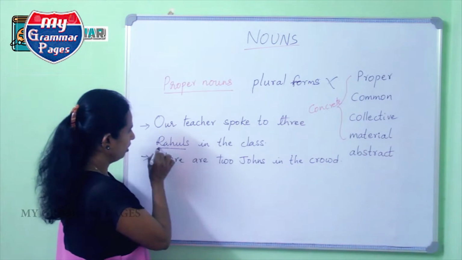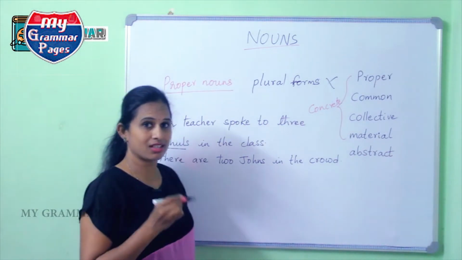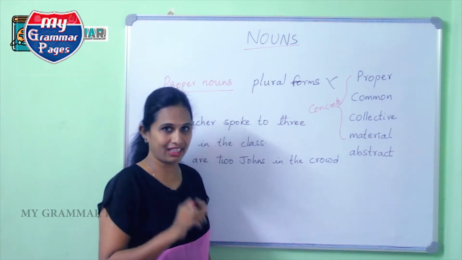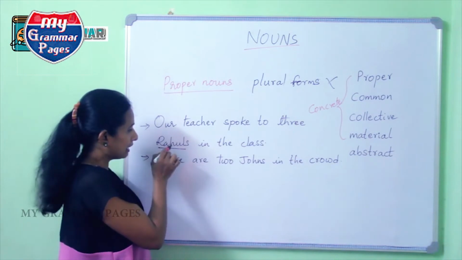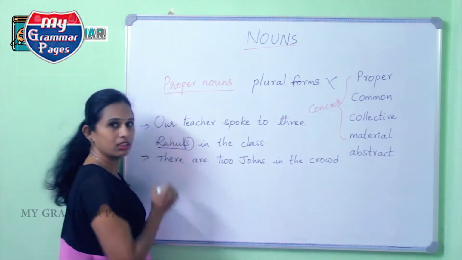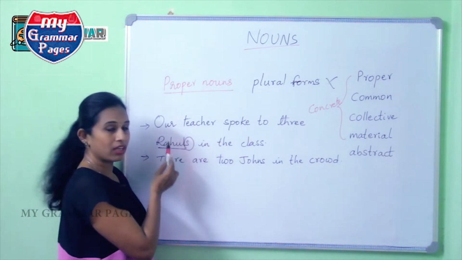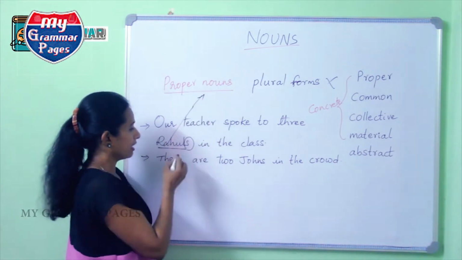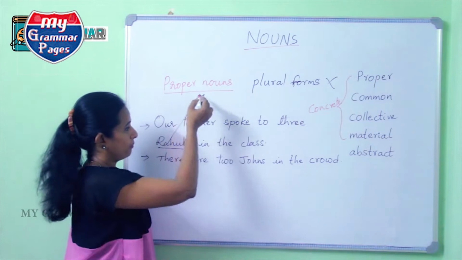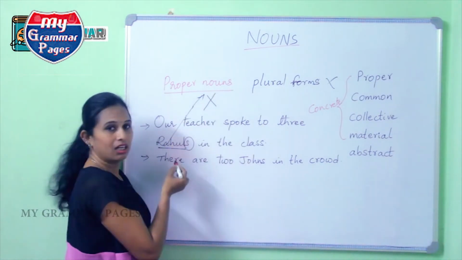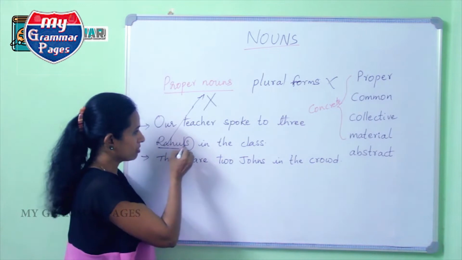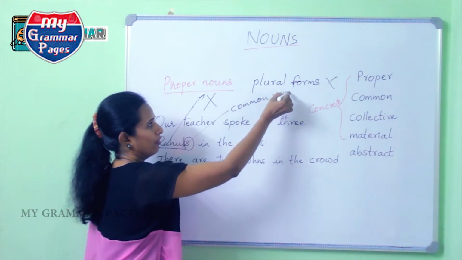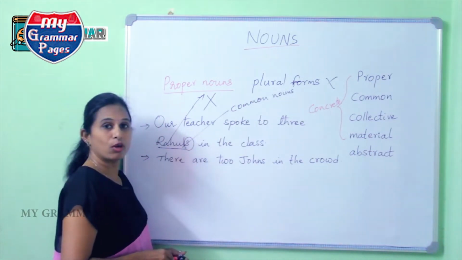Here, Rahul is a proper noun. A proper noun is a noun where a particular name is given to a person, a place or a thing. Here Rahul is the name of a person. The names of persons will never hold a plural form, but here we have used the plural form of Rahul. Actually Rahul is a proper noun, and if a plural form is given to a proper noun, it is no more a proper noun. It becomes a common noun. So why are we giving the plural form to the proper noun here?